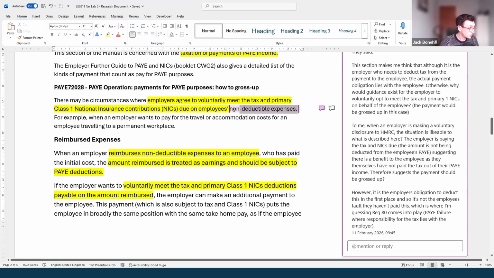First thought is I don't know straight away exactly what is meant by that. I've got a good idea because I work in employment tax, but I'm not 100% sure what's meant by that. So I feel like further context is needed, and I'm not sure whether that's going to be in here at the moment. So it says, for example, when an employer wants to pay for the travel or accommodation cost for an employee traveling to a permanent workplace.